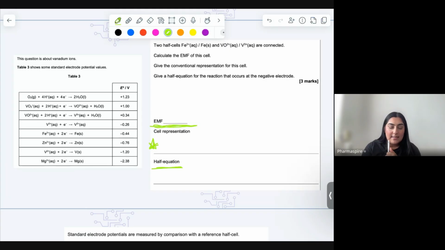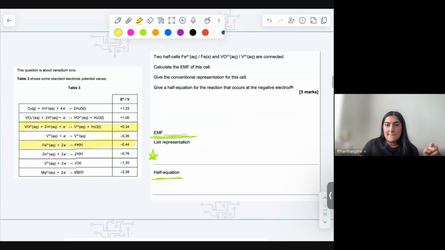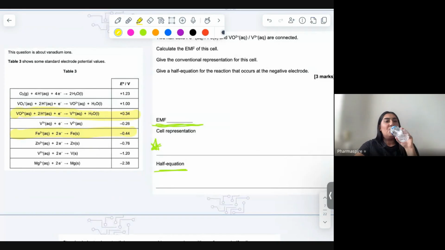So if we want to calculate the EMF of the cell, we need to locate what we're using. They've told us that we're using Fe2+ and Fe, and they've also told us that we're using VO2+ to V3+, okay? So what would be the EMF? You guys can work that out now, right? The reason why it's right-hand side is because you remember it says reduce, and I taught you reduce is always right-hand side. That's why, yeah? That's the answer, 0.78. That's done.